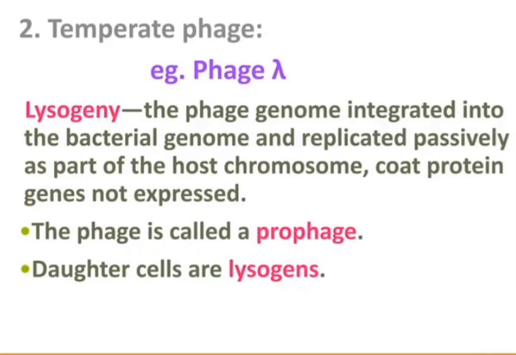Temperate phage, for example phage lambda, lysogeny. The phage genome integrates into the bacterial genome and is replicated passively as a part of the host chromosome. The genes are not expressed. This phage is called the prophage. The daughter cells are lysogens.